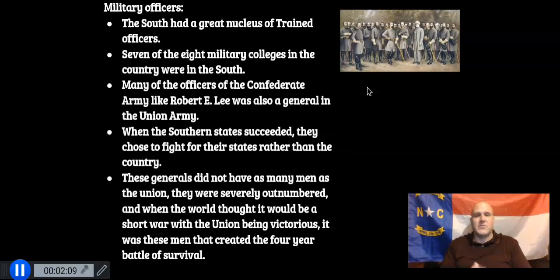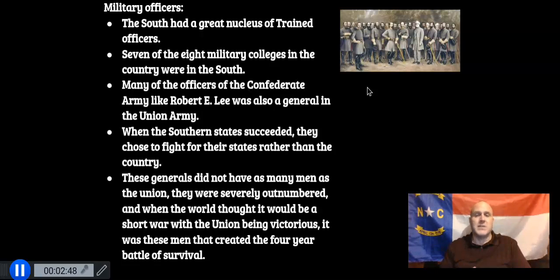Military officers. As you remember when I said about the North having poor officers and Lincoln having to replace his officers 6 or 7 times, quite the opposite in the South. The South had a great nucleus of trained officers. 7 of the 8 military colleges were located in the South. So you have these Southerners, and they're graduating first, second in their class. Robert E. Lee was the head of the Army of Northern Virginia, and he stayed the head of the Army of Northern Virginia until the end of the battle.